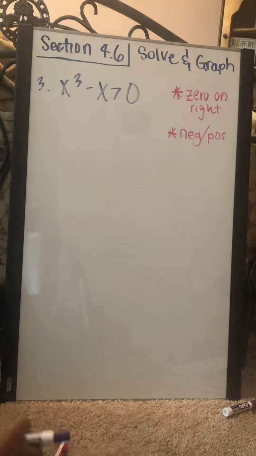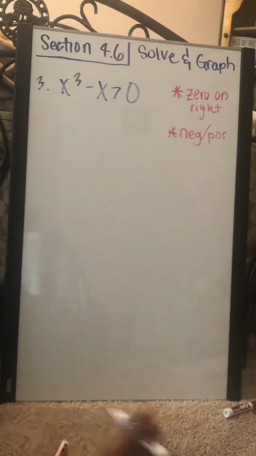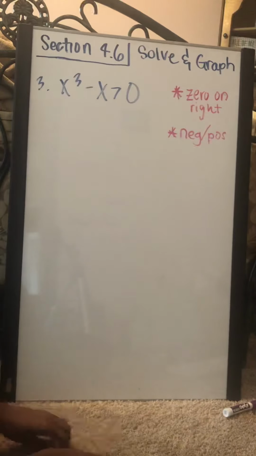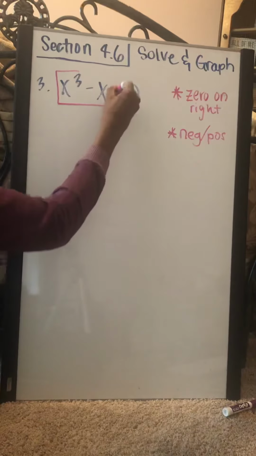For example 3, we have a different type of function. We have a cubed power, so we will not have a parabola. This is going to be a little bit different. But again, our first step is to check to see whether our zero is on the right side. It is. So now we can create our function.